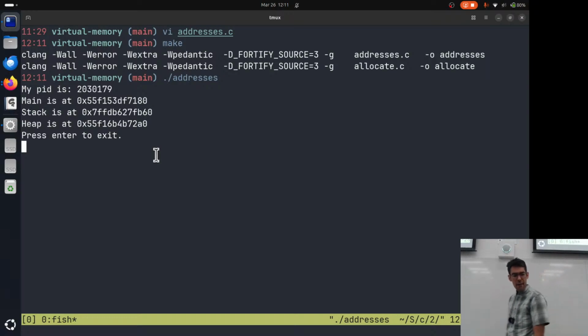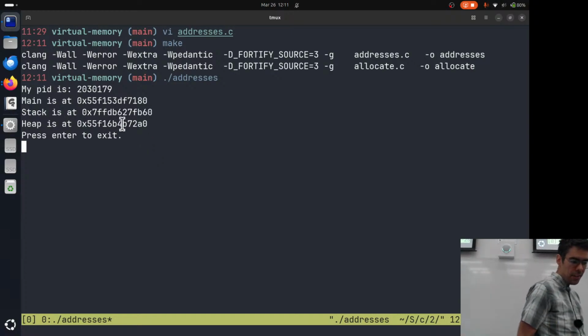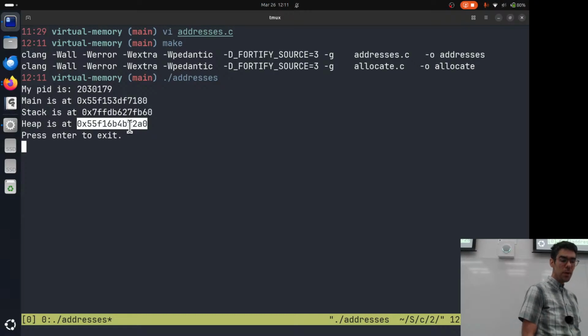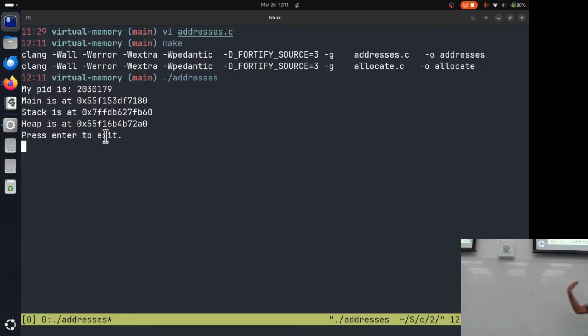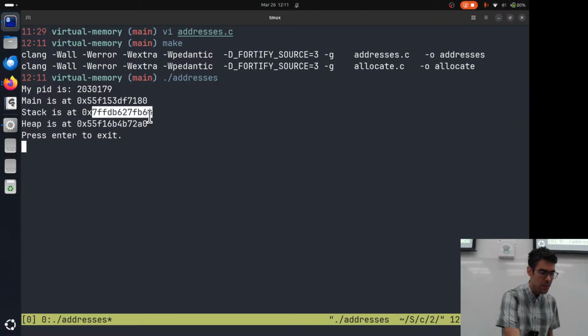So the addresses that we have here are: the main function is somewhere up there at 55F153DF7180, which is a very, very big number. I'm able to also see now that the stack is pretty close to it, in the sense that it starts with the same prefix, 55F1. After that, they deviate, and I'm expecting them to be some distance away from each other. The code section should have some code in it, and there might be other stuff in it before the heap is able to start. At the bottom of my address space is my heap, and this is a really, really big number. 7F is going to be much, much lower than that.